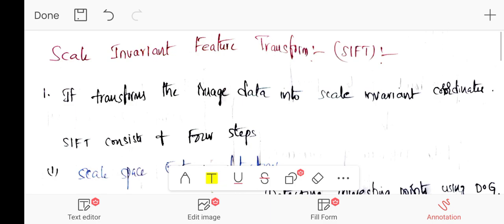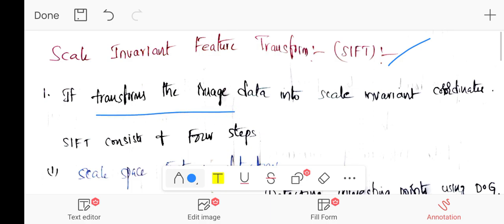In this video we are going to see about the Scale Invariant Feature Transform. It is also called SIFT. The basic advantage of SIFT is that it transforms the image data into scale invariant coordinates. Suppose you take an image and it is rotated in any direction, whatever features were in the first image, the same features can be exactly identified in the second image. That is one of the best qualities of scale invariant features.